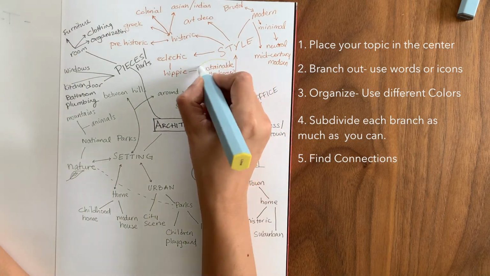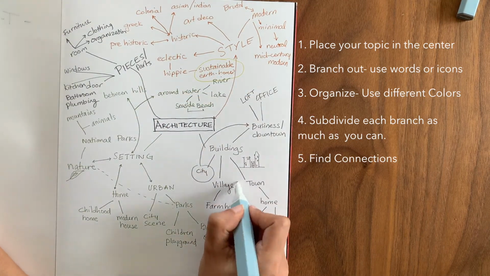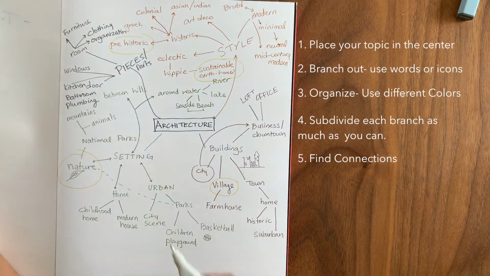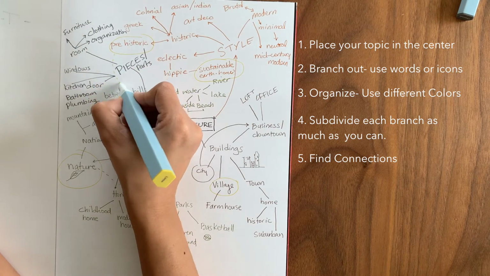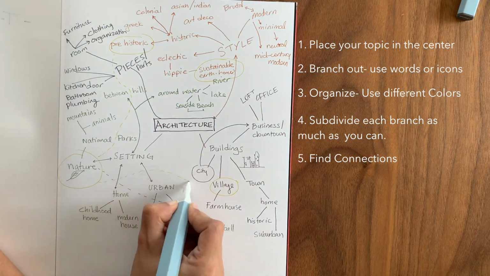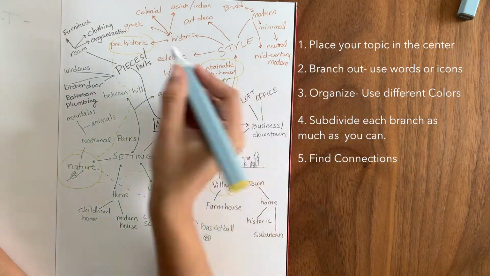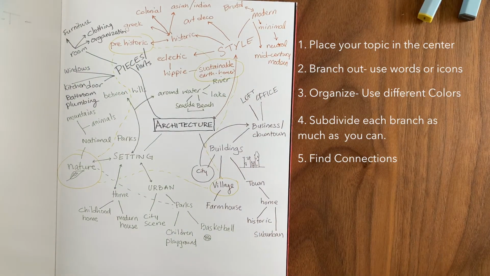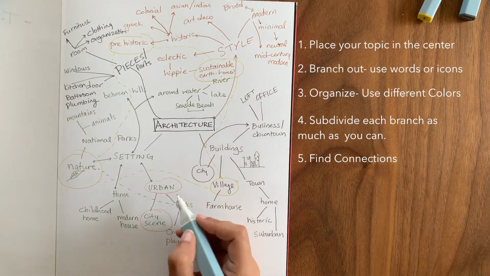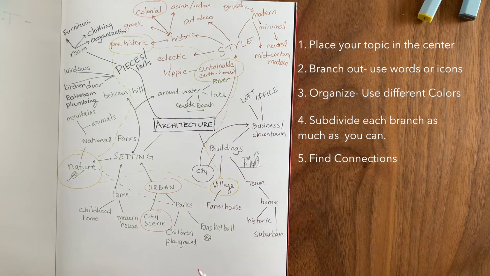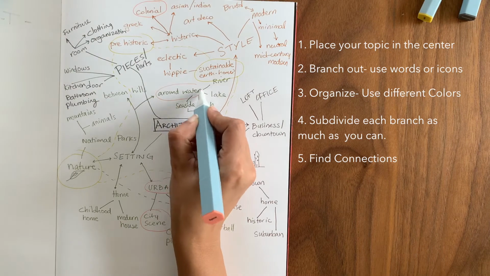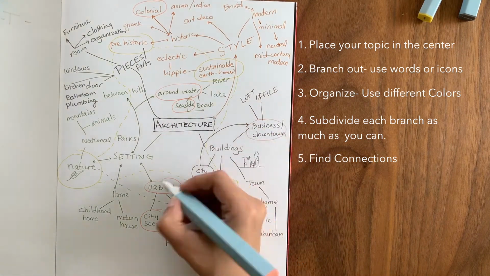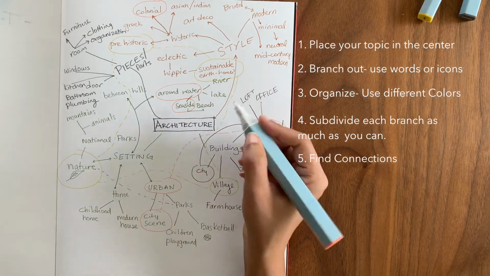The last thing you want to do with a mind map is start to look for connections. So you may have written down a bunch of words here, but the next thing to do is figure out what kind of goes together. So here I am looking at things like prehistoric, sustainable, earth, homes, village, nature, and combining them together. And another connection I saw was colonial, urban, city scene, seaside, around water, business, downtown area.